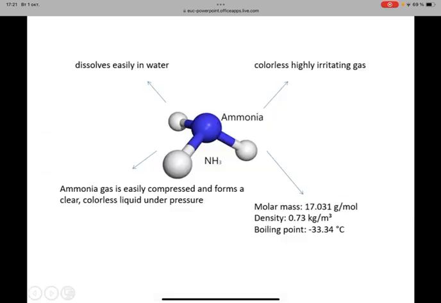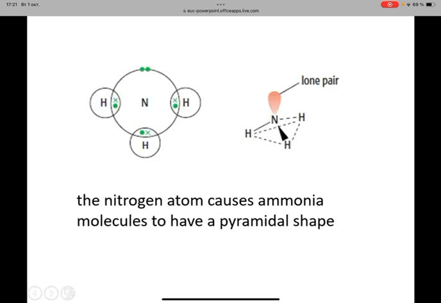Ammonia is a colorless, highly irritating gas with a sharp suffocating odor. It dissolves easily in water to form ammonium hydroxide solution. And here is a diagram of the ammonia molecule with dots and crosses.